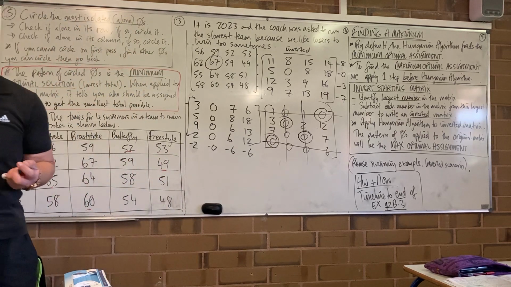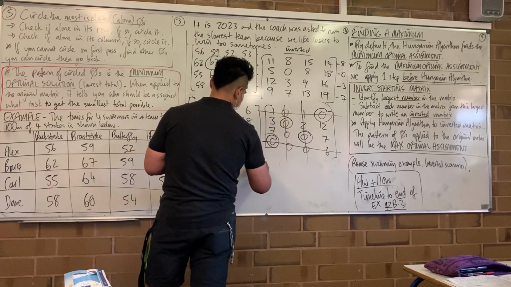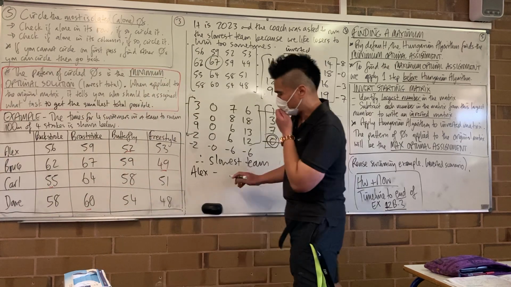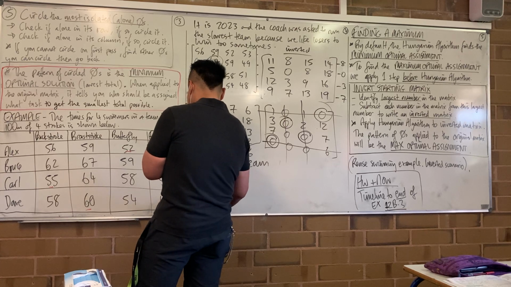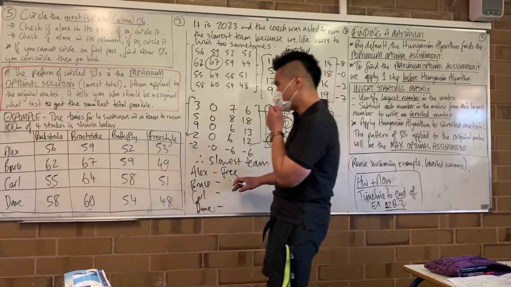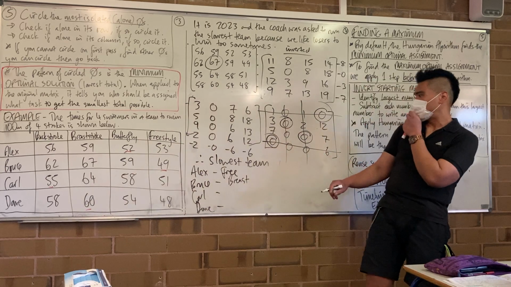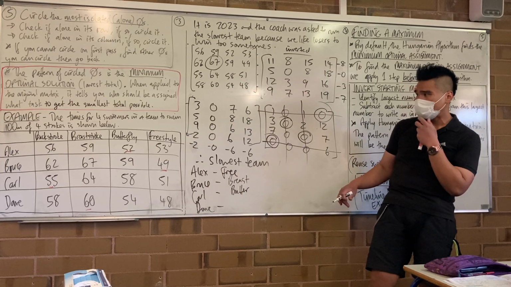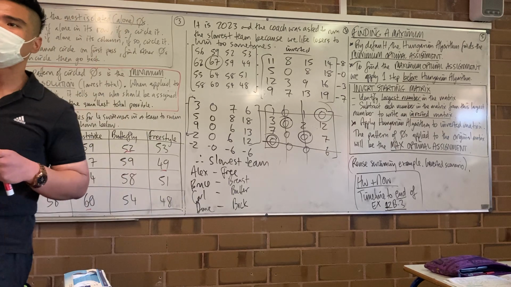So if I wanted the slowest team, what's Alex doing? Free. I'll write the names: Bruce, Carl, Dave. What's Bruce doing? Rest. What's Carl doing? Butter. What is Dave doing? That's how you do maximums instead. Okay?